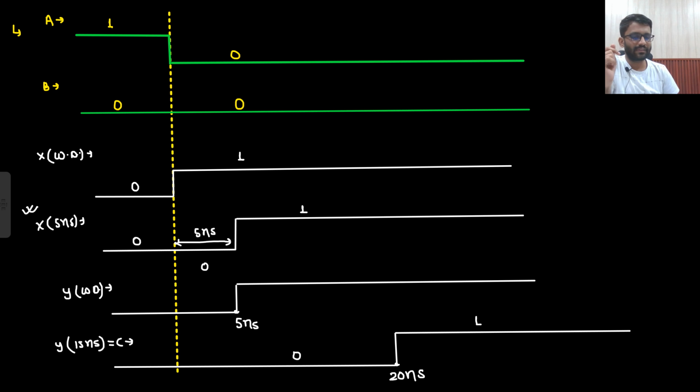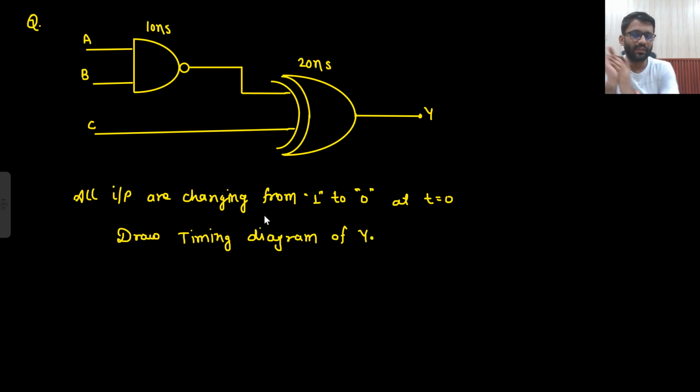We will solve more examples. Let's solve this one now. Two gates are there. First one is NAND, and then there is an XOR gate. 10 nanosecond delay, 20 nanosecond delay. All the inputs are changing from 1 to 0, A, B, C all going from 1 to 0. After every gate, I will define a variable.